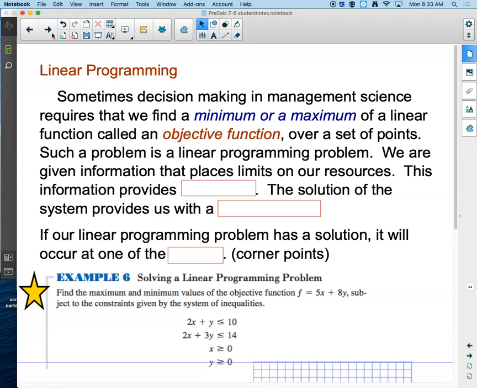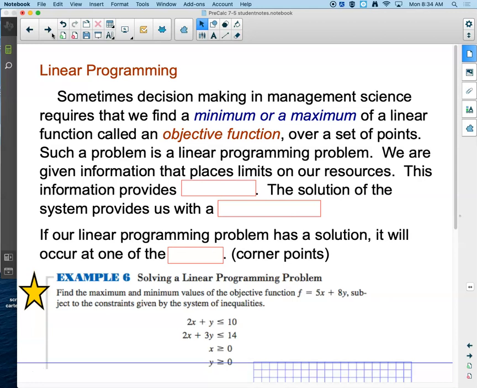Now, a lot of times that means we want to maximize profit. That's why businesses are in this, maximizing profit. But if the economy is poor, sometimes they'll focus on minimizing costs instead, and that's when job cuts take place. So, objective function over a set of points. Such a problem, the whole thing is called a linear programming problem.